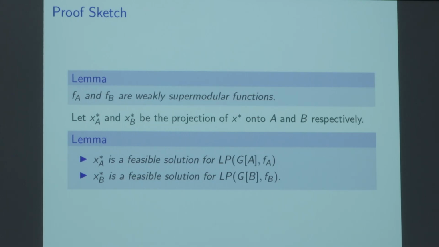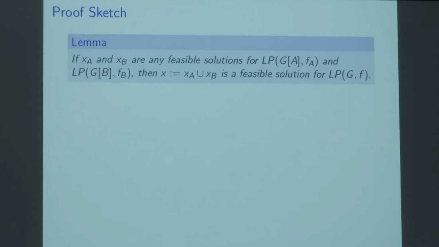So what we would try to show is that a vertex solution, if you project onto A and B, then x star A and x star B are also vertex solutions for fA and fB. And to do that we will basically show the following. If XA and XB are feasible solutions for these smaller problems, then if you take the union, this will also be a feasible solution for the bigger problem. Okay, is this making sense? Any questions here?